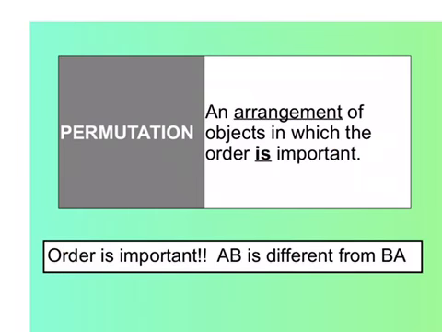So basically what we're looking at is a permutation, an arrangement of objects in which the order is important. So arrangement is going to be a really big thing that you're going to look for. When we're looking to arrange people, we're looking to put them in a specific order. So in this situation, order is very important. AB is different than BA.